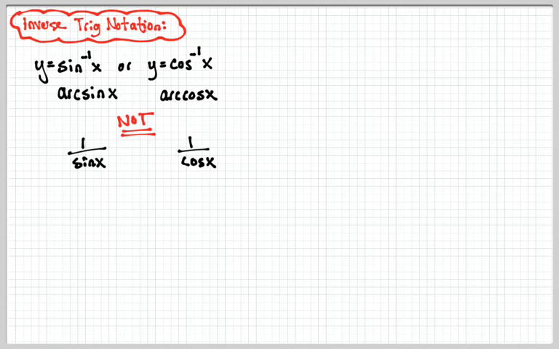Negative exponent, they think we need to flip it. But this means the inverse, okay? It's a different way of representing it. I know that can be a little confusing. So please don't do this, because you'll be with the reciprocal identities. All right.